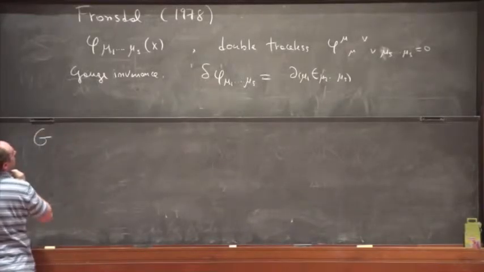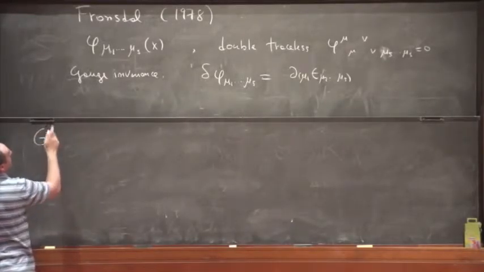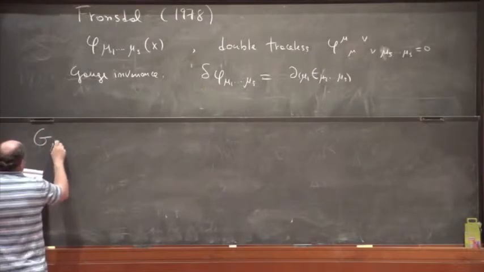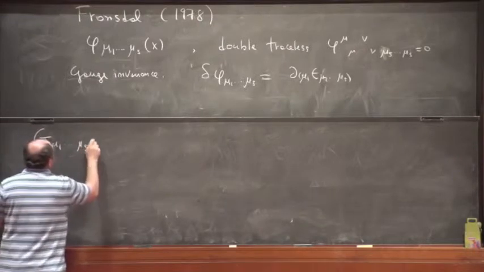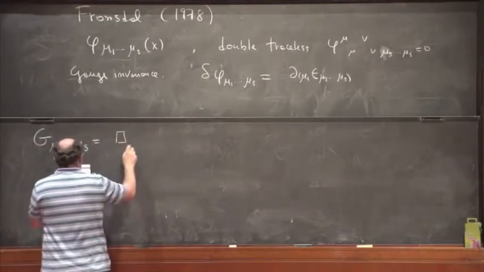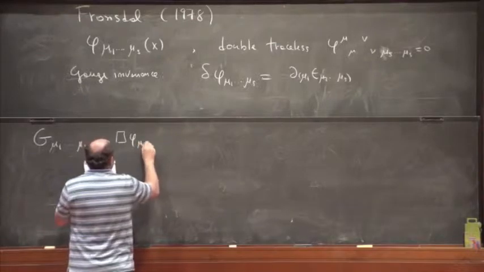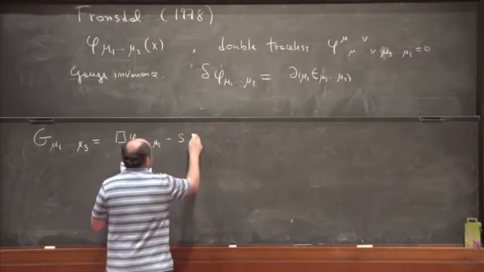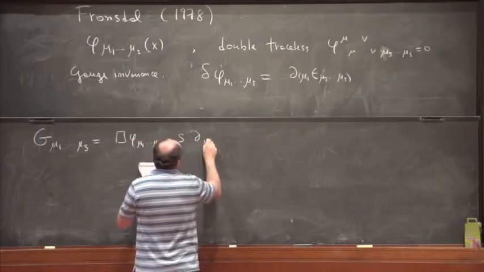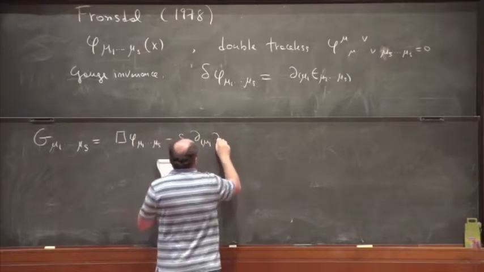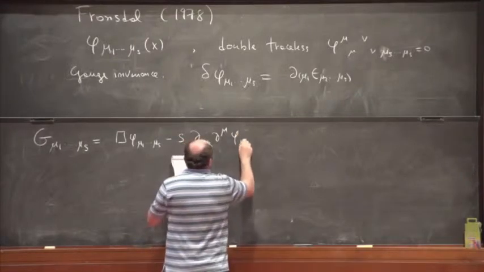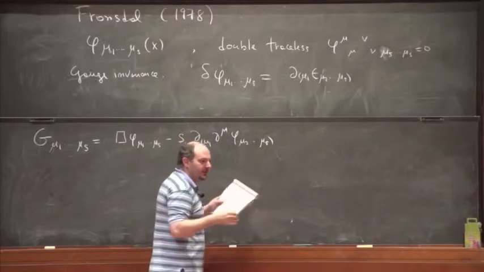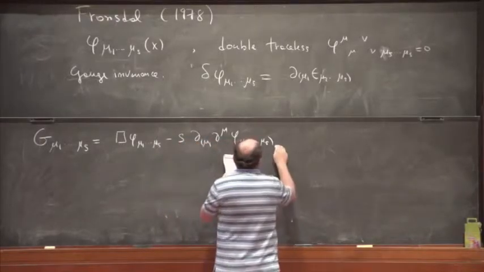So we define this tensor G, which is a generalization of the linearized Einstein tensor. So box minus S. I'm just going to write this down for completeness, even though it may be a little painful, but at least for free fields, you should see what the wave equation looks like for higher spin fields.